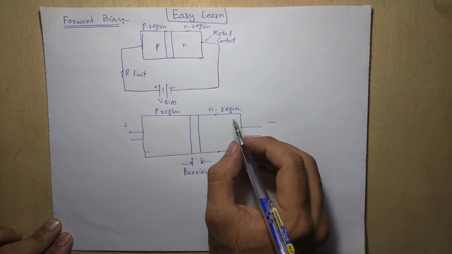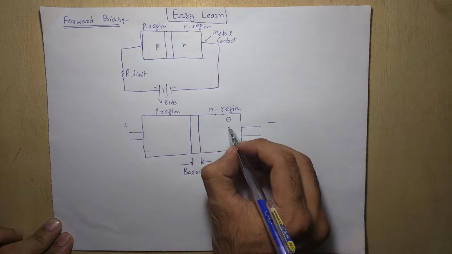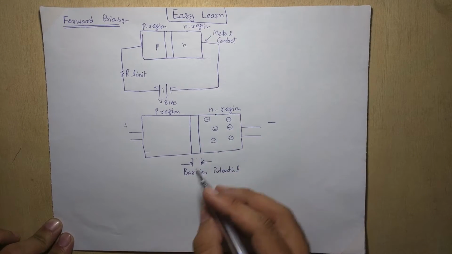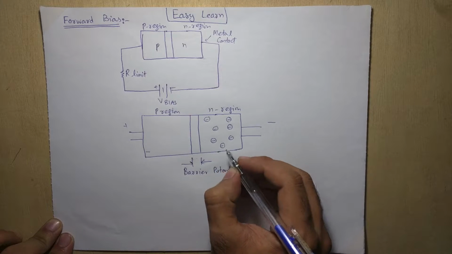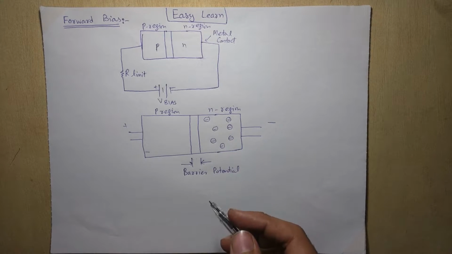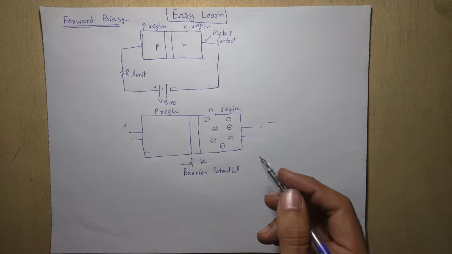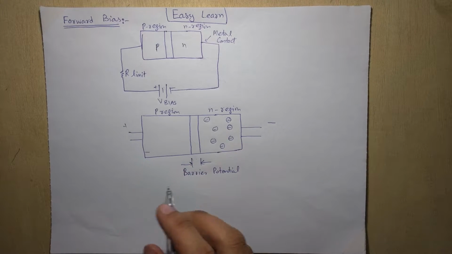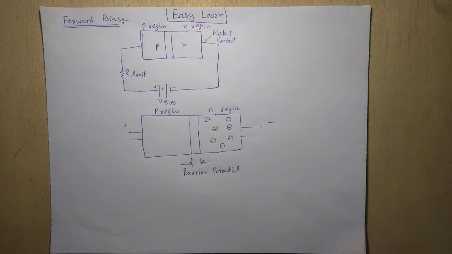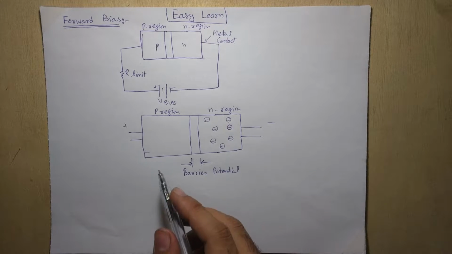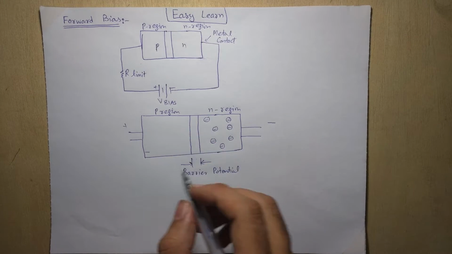In the N region, in majority there are electrons in excess, and very few holes are also available. Majority carriers are electrons, and minority carriers, the holes, are also available. I'm not focusing on the minority carriers, to avoid confusion. Basically, I'm just focusing on what happens when we bias in the forward bias condition, with the positive to the P region and negative to the N region.